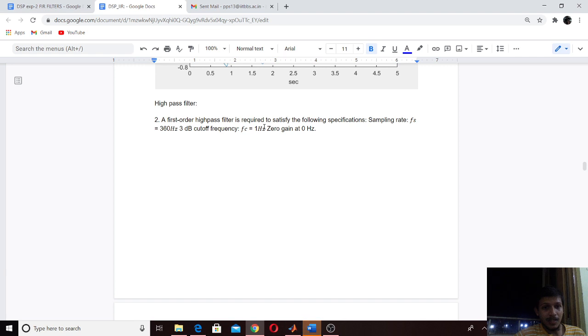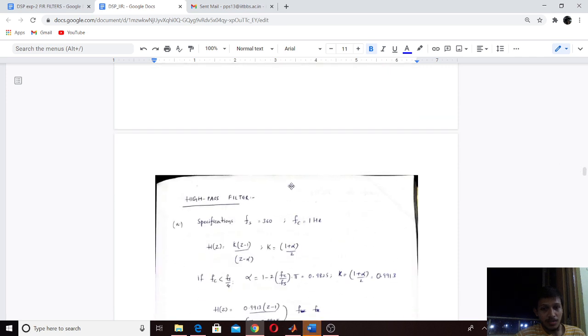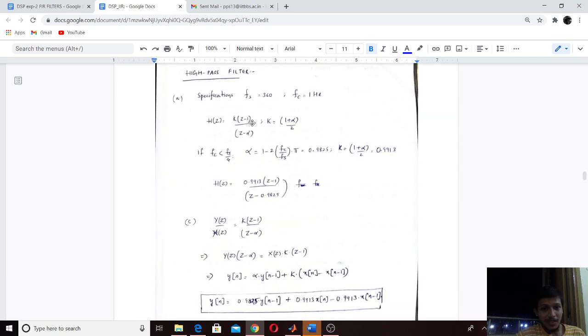The specifications of the high pass filter are fs is equal to 360, 3 dB cutoff frequency is 1 Hz, and 0 gain at 0 Hz. The transfer function for the high pass filter using the pole zero placement method is k into z minus 1 by z minus alpha, where alpha is equal to 1 minus 2 into pi into fc by fs, and k is equal to 1 plus alpha by 2.